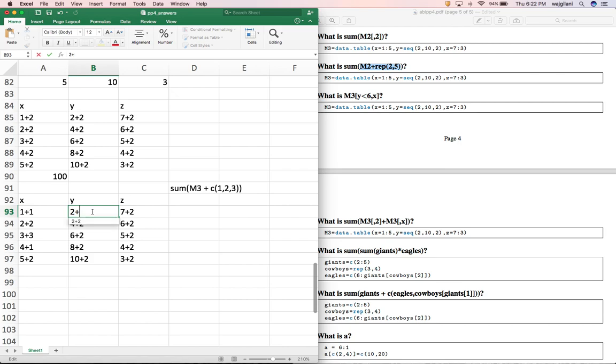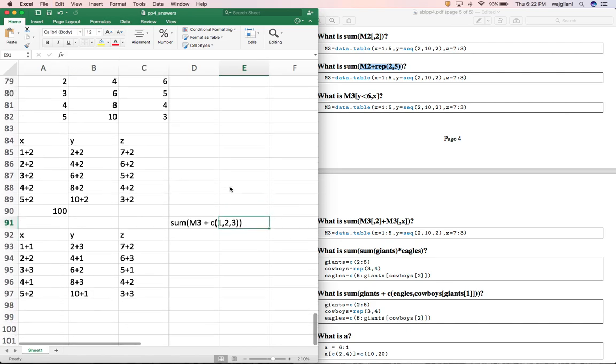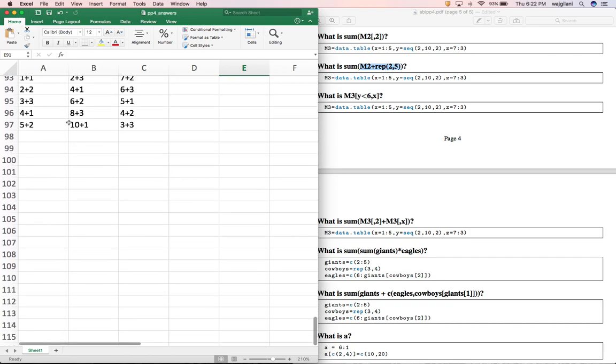So here, what happens is, this vector right here, the 1, 2, 3 vector, it keeps repeating. So it's plus 1, plus 2, plus 3, plus 1, plus 2, plus 3. And then it starts over. Plus 1, plus 2, plus 3, plus 1, plus 2, plus 3. All right? So that's just a little trick, and just in case, I wanted you guys to know. So that is the trick question for number 22.